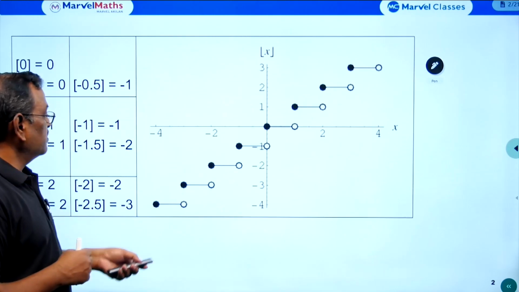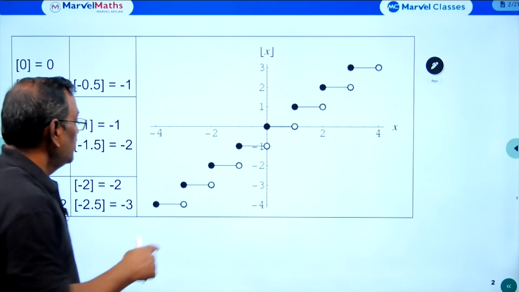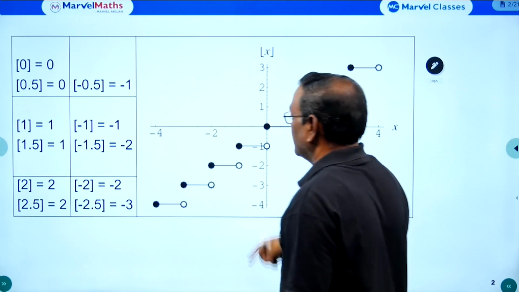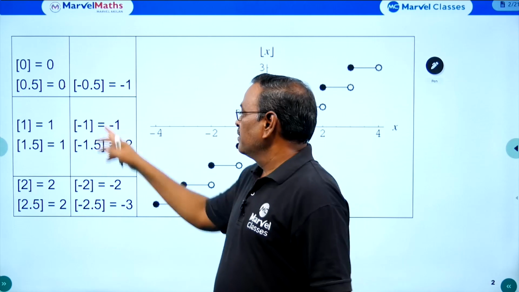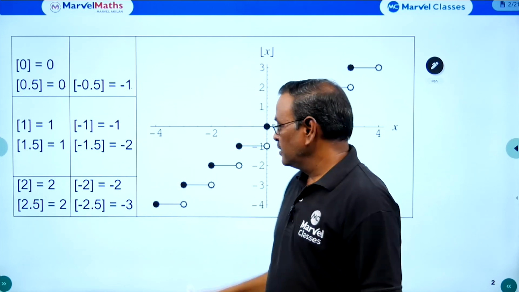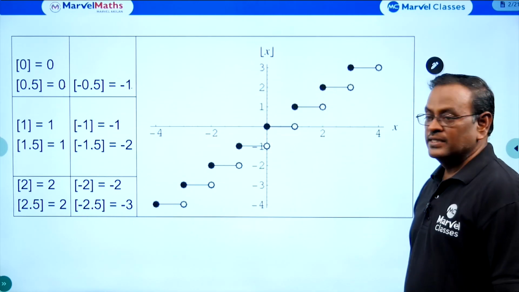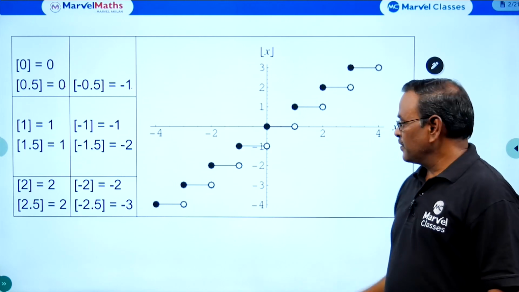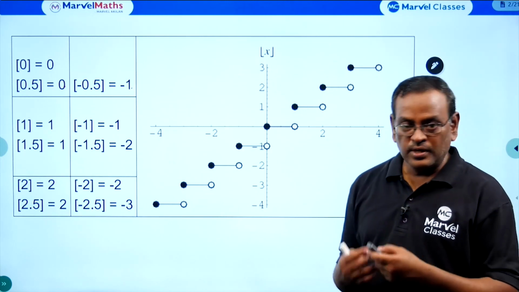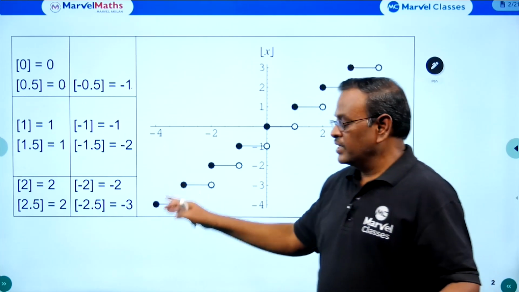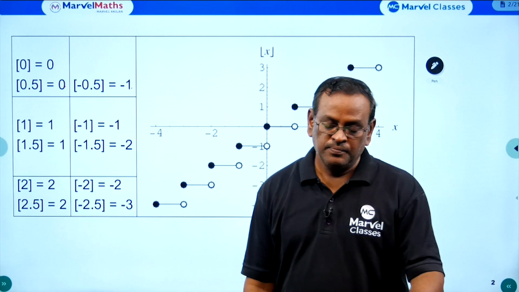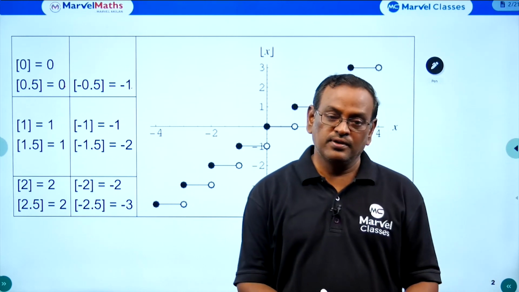But the exact diagram is this, with left closed, right open. This is the value when x equal to 0, 0, when x equal to 0.5, 0, when x equal to minus 0.5, minus 1. If you plot the points here, you will get the exact diagram. So from this diagram the domain is R, you can substitute any real number, and the range is only the integral values, so the range equal to integers.